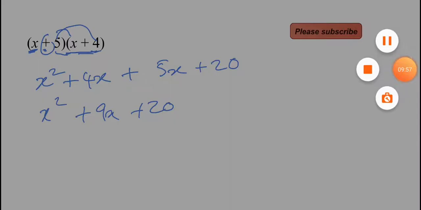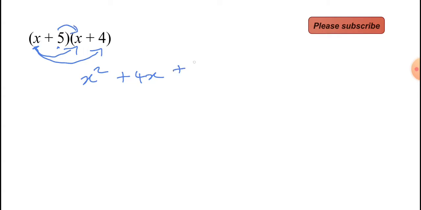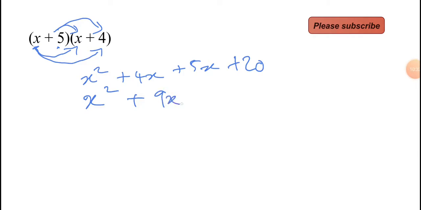A neater way to explain that is every term in the first bracket will multiply the terms in the second bracket. So we're going to do x times x, which is x squared, and then x times plus 4 is plus 4x, and then plus 5 times x, which is plus 5x, and then plus 5 times plus 4, which is plus 20. And then you just collect the like terms to get x squared plus 9x plus 20.